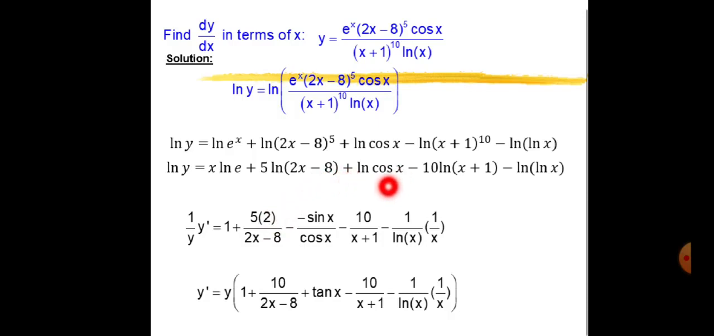Plus ln cosine, ln u prime over u. You have to copy paste this term here and its derivative must be written above. Minus 10 ln x plus 1, as usual, 1 over x plus 1, minus ln x. For ln x, we have 1 over the function times the derivative of what is inside, which is 1 over x. And now we can write y prime by multiplying both sides by y.